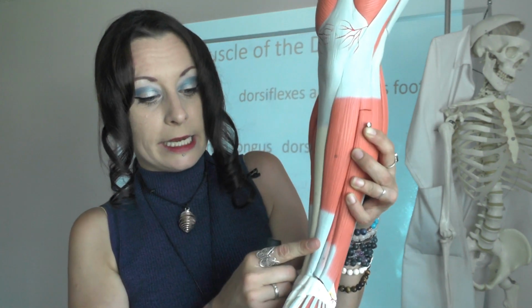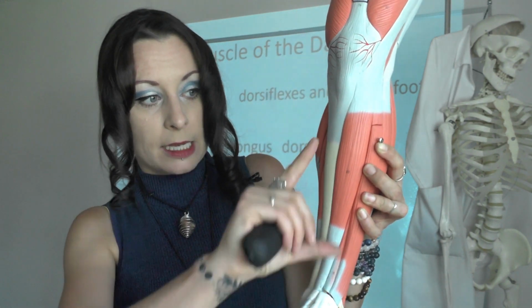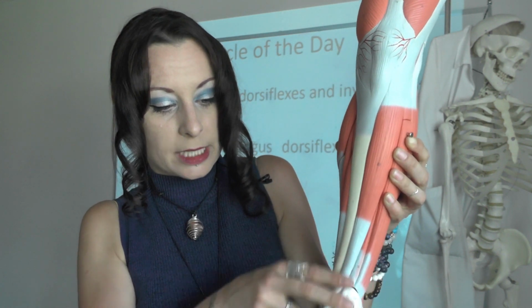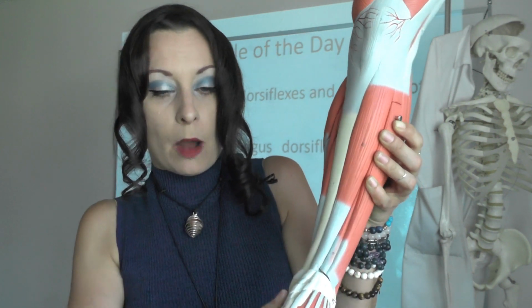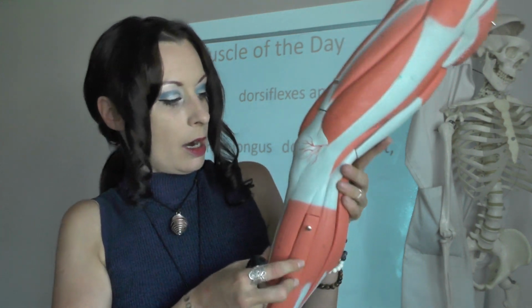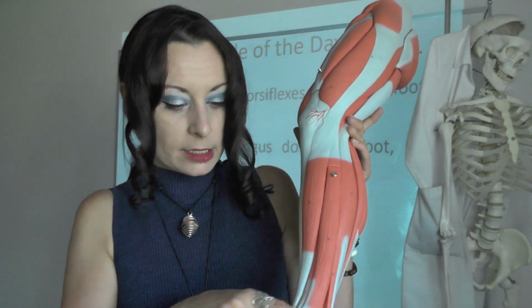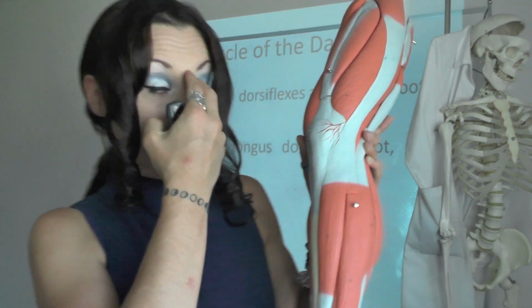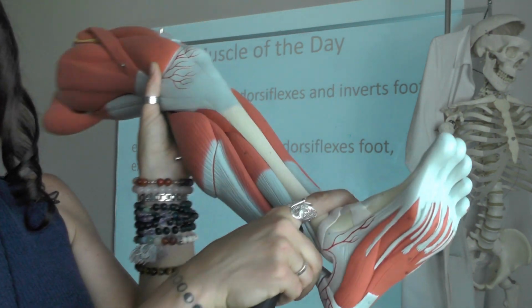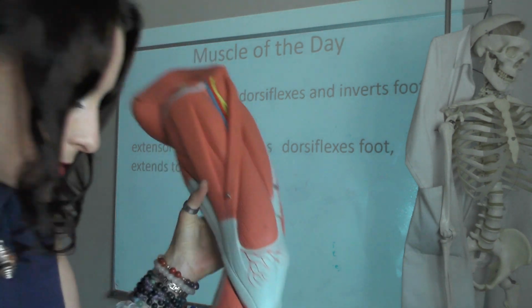So tibialis anterior is going to be able to contract. The muscles always pull, they never push, so it'll pull up on those tendons and help with dorsiflexion of the foot. It can also pull to help with inversion of the foot, and then our extensor digitorum longus is going to help with dorsiflexion of the foot and extension of the toes. So that's that.